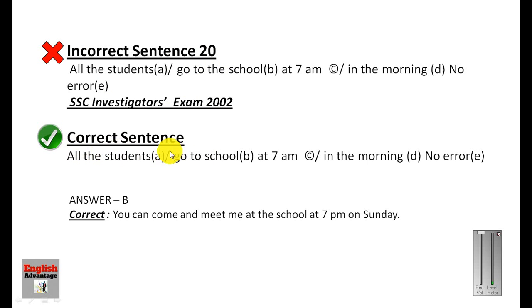Just see, all the students go to school, not go to the school at 7 a.m. in the morning. But if you are talking about the school as a building or as a meeting point, as a particular place, or if you are using the school for the secondary purpose, then you have to use the. Just see, you can come and meet me at the school at 7 p.m. on Sunday. So here the school is being used as a meeting point, as a building. So that is why you have to use the here. This sentence is correct. This is also very common, and it has come in SSC Investigators Exam 2002. So these all are very, very important questions from the examination point of view. I hope you have understood this well.